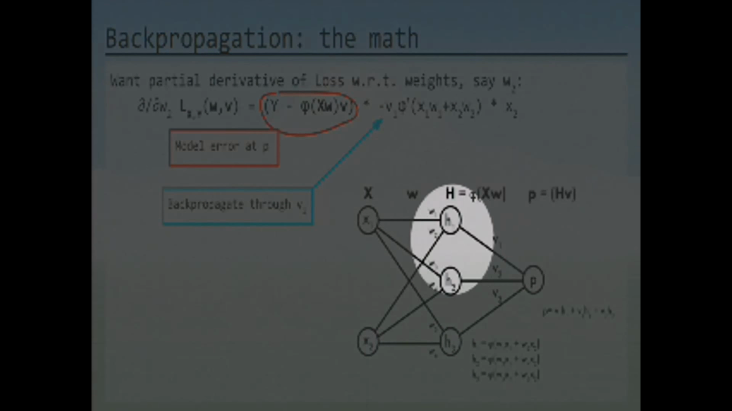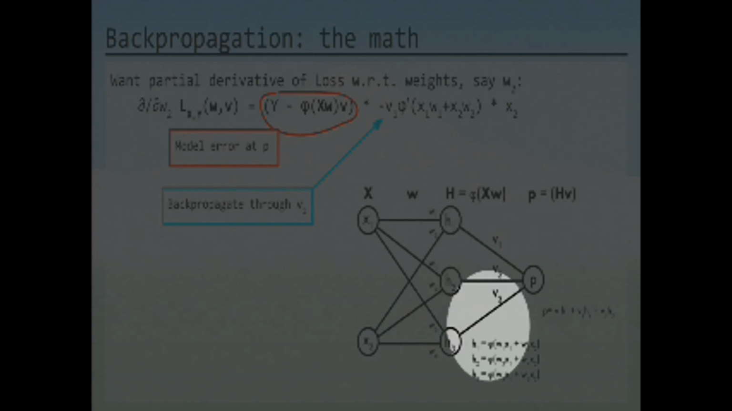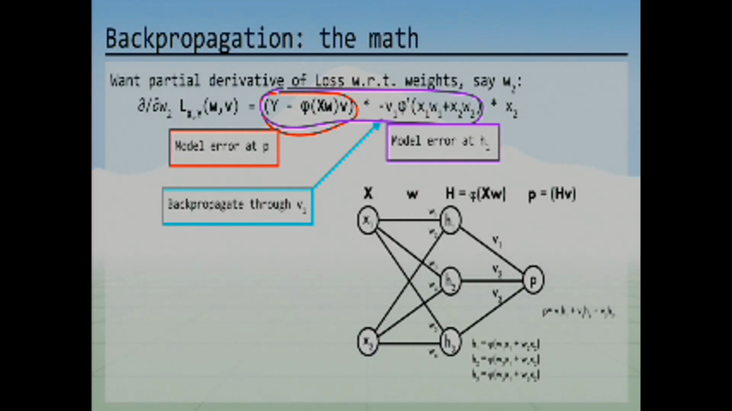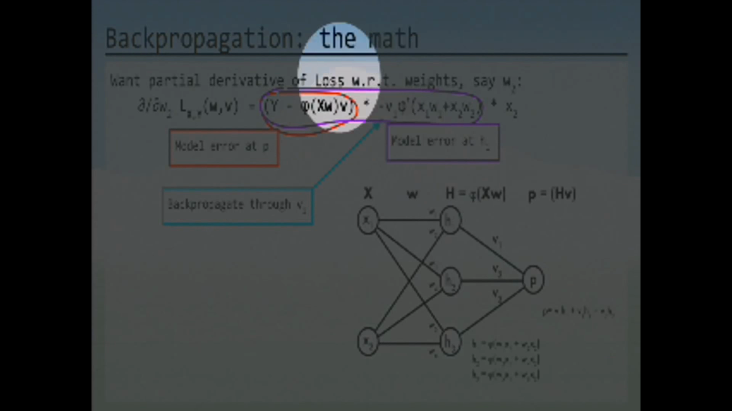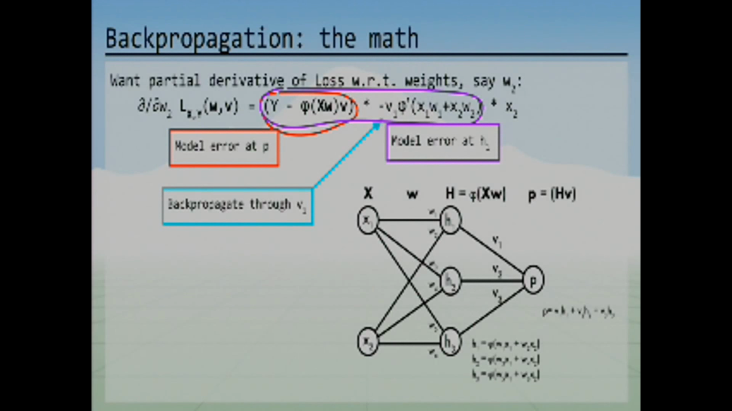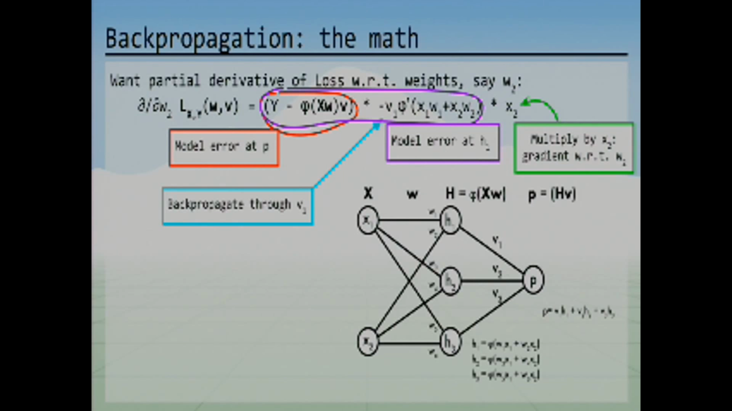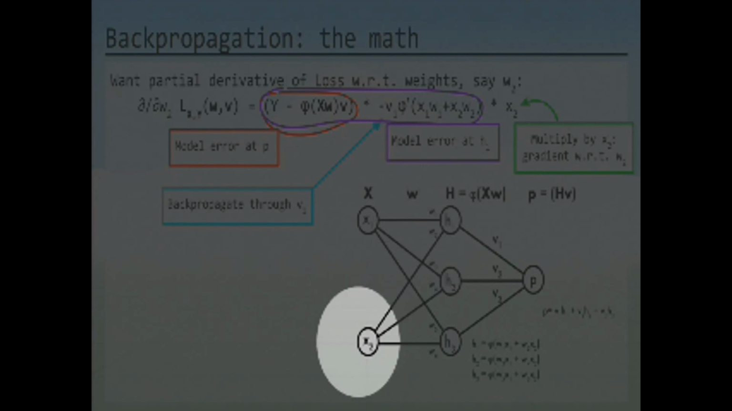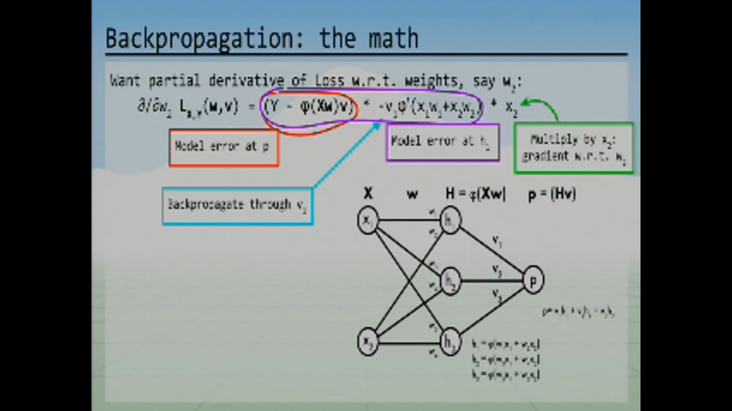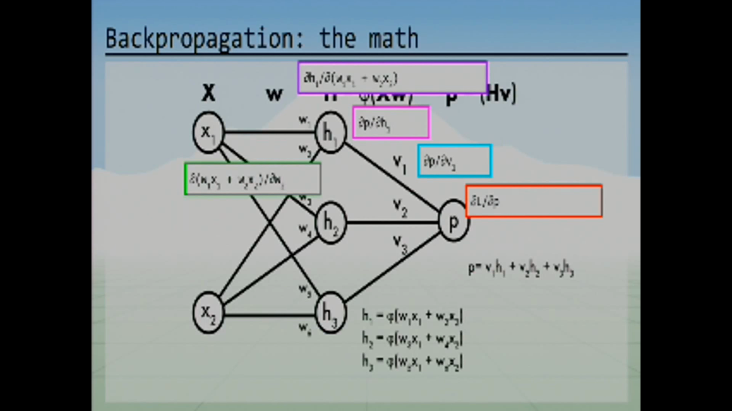But then we also have to do this gradient calculation here because our output h1 is phi applied to some sum. So we can think of this entire term that's circled in purple as being the model error associated with the input at h1. And then we have some model error associated with this node, and we can just multiply that error by the input to the weight that we're interested in, in this case x2, and we'll figure out the partial derivative with respect to w2, which is the thing that we actually care about.